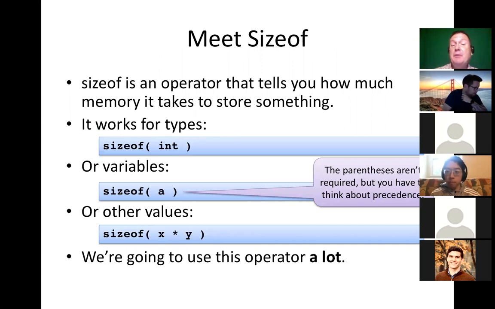This was something we really didn't need in Java, but we're going to use it all over the place in C. What it does is you give it a thing, and it'll tell you how much memory it takes to store that thing. Like I'm showing here, it works on types. You can ask what's the sizeof an int, and at least on the common platform, that'll evaluate to 4 bytes. You can use it on variables.